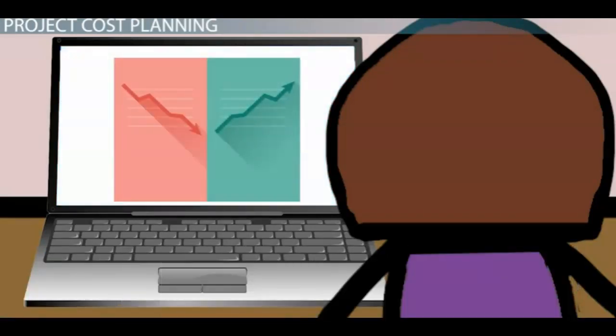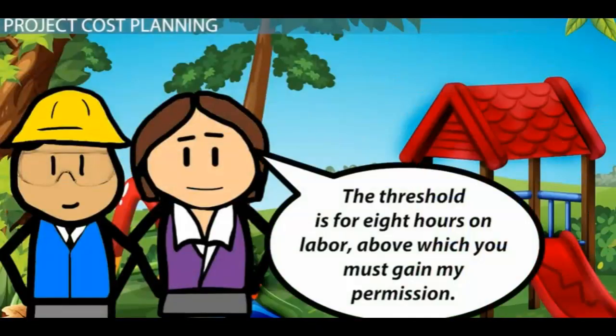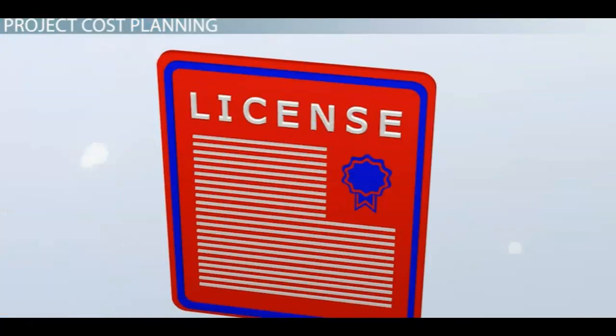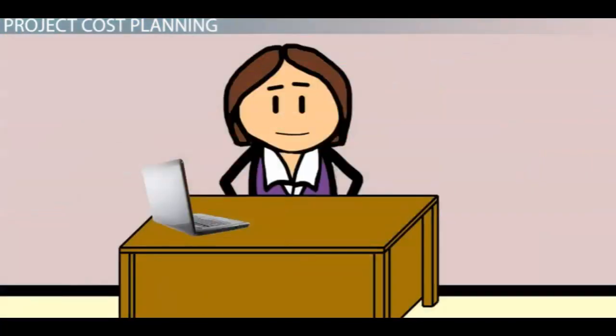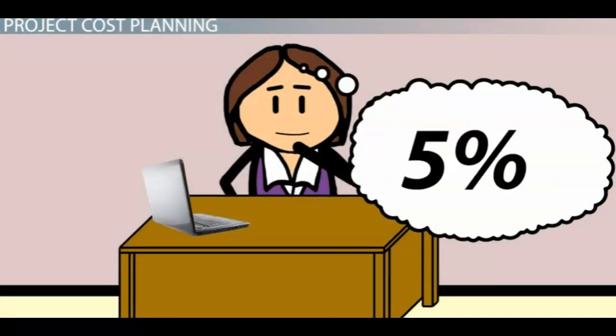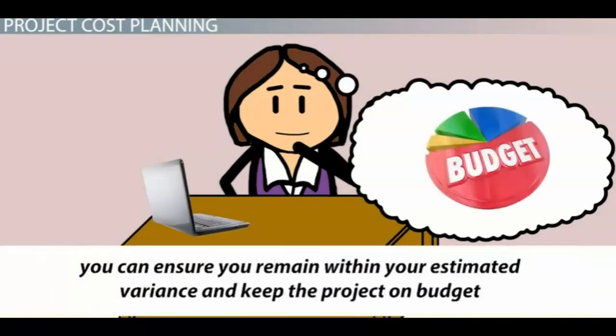Lastly, your project cost planning for the playground project includes cost thresholds for your project, which guide you and the contractor in spending money. You've given the contractor a threshold of 8 hours on labor, above which he must gain your permission. In this way, you can control labor costs. The costs of the permits don't need thresholds, as they are fixed prices. However, the cost of the playground equipment may differ, so you've given a cost threshold of 5% on that. In doing so, you can ensure you remain within your estimated variance and keep the project on budget.